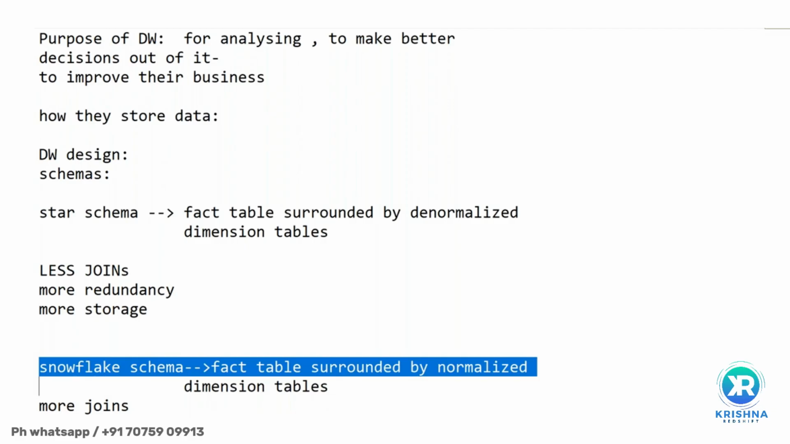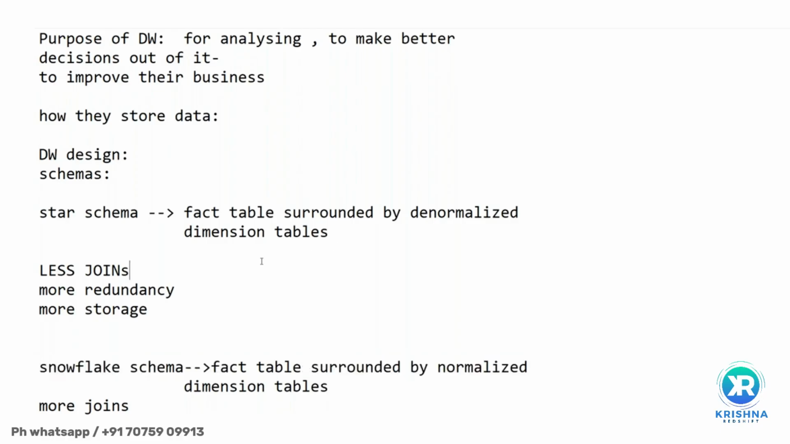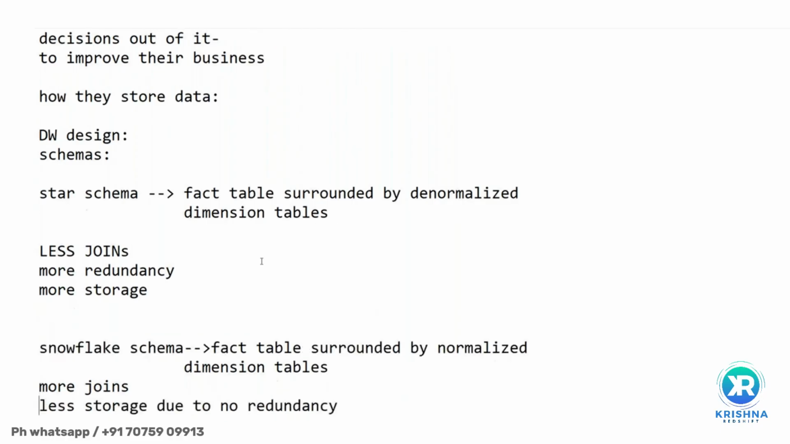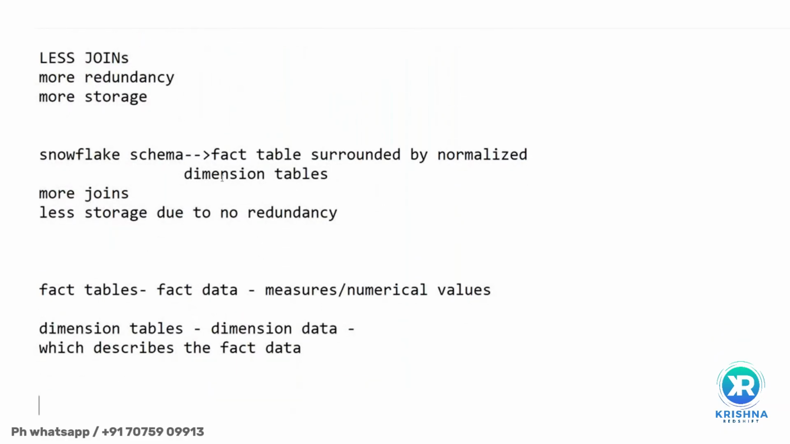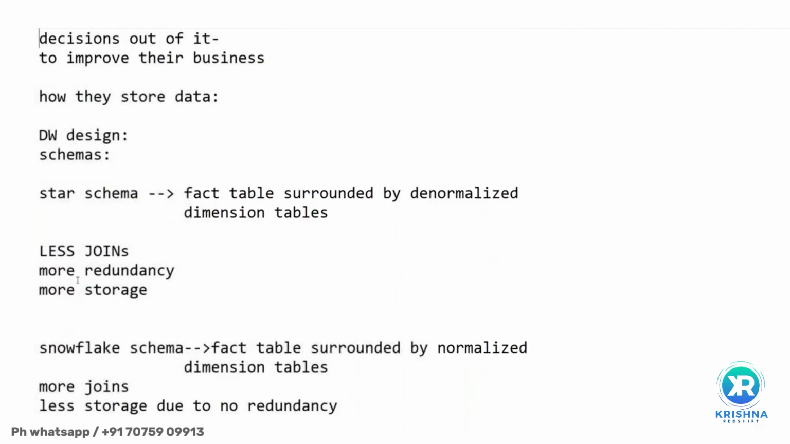Before going to that, we need to know two terms: fact table and dimension table. I have notes for everything. I just want to know, Krishna, do you know anything about what is a fact table, what is a dimension table?